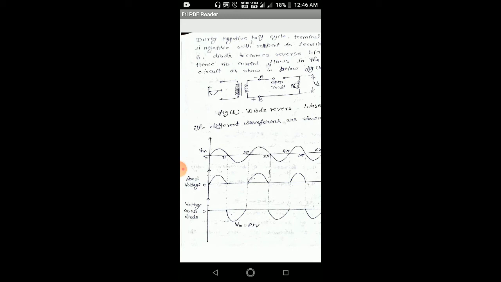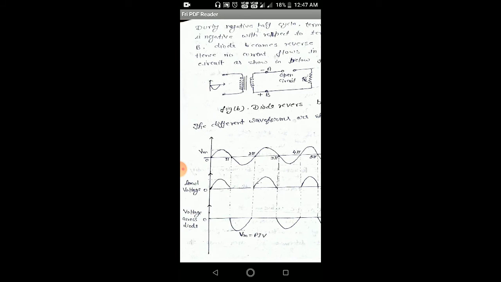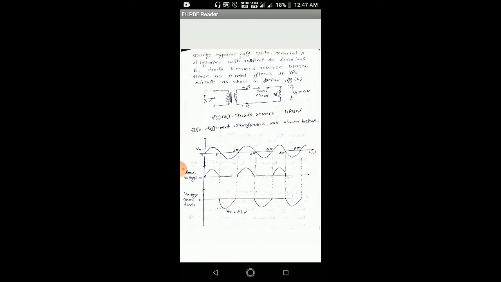And the voltage across the diode during the reverse bias conditions is called the peak inverse voltage, shown in this diagram. That peak is Vm, so the peak inverse voltage is Vm. Now the analysis of the half wave rectifier.